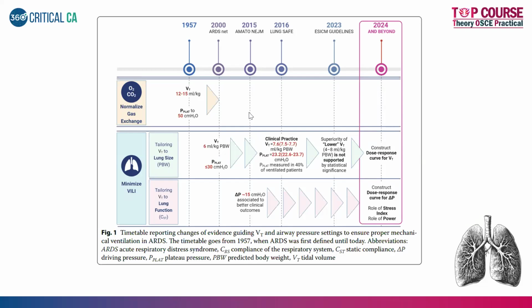Understand that an ARDS lung can be addressed in two ways. One is by lung size, that is the patient's predicted body weight, and you adjust the tidal volume based on the lung size. Or else you adjust the tidal volume to the lung function, that is the compliance, usually the static compliance. So the best practice, as per the ARDSNet protocol, is to start with a tidal volume of 6 ml per kg predicted body weight, and target and titrate your plateau pressure to less than 30 centimeters of water if you're using a lung-size type of ventilatory strategy.